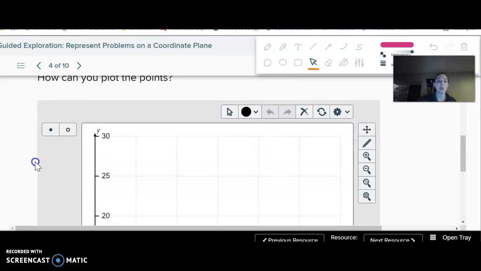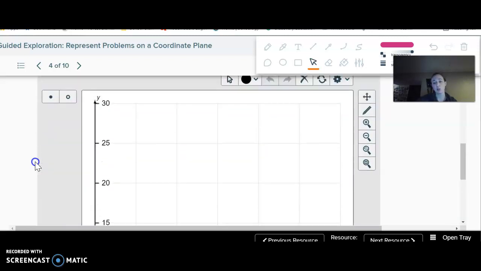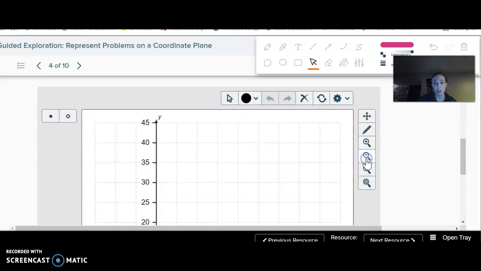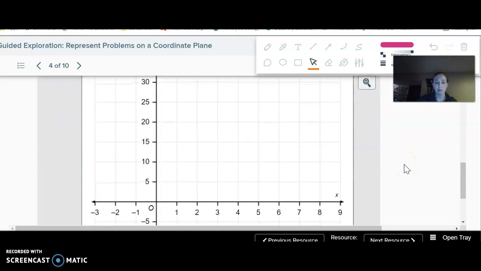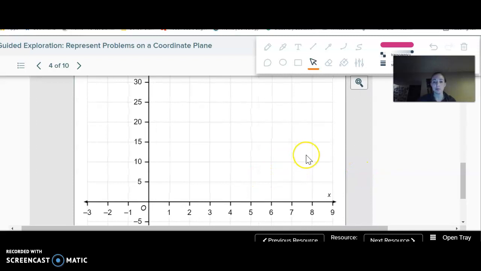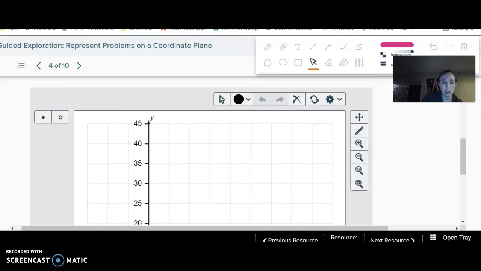Now we are going to plot the points. So you have this on your paper as well. So the first one, 0, 0. We go over to 0, up to 0. So it's just right there on the bottom.